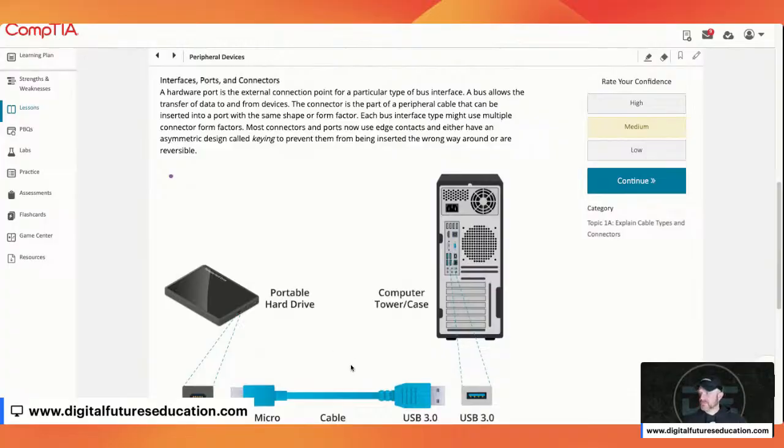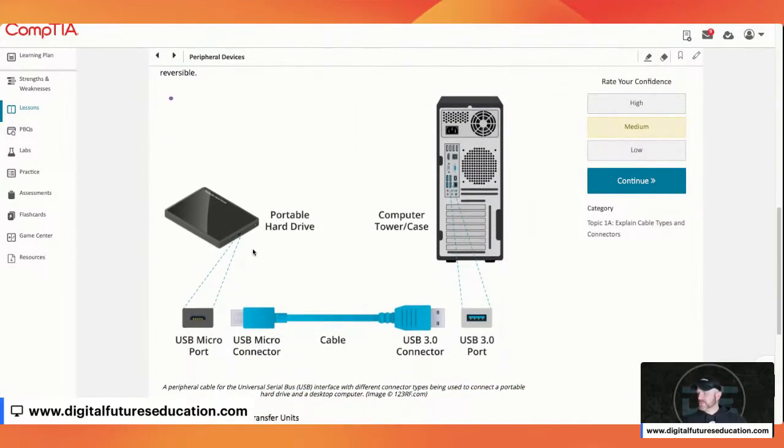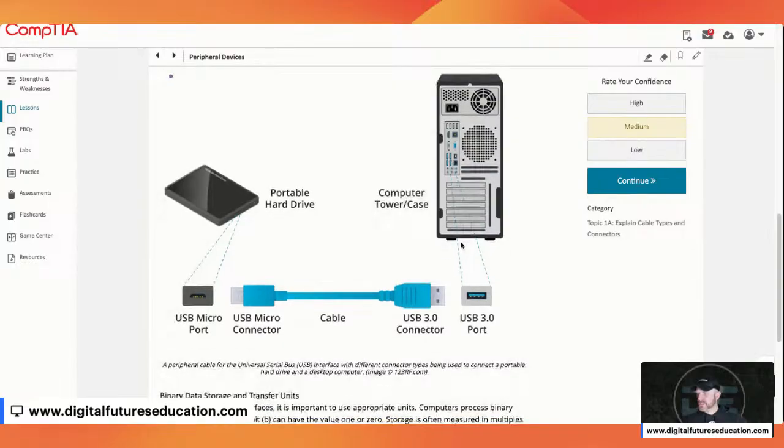So here we have, for example, the portable hard drive with a micro USB port and a micro USB connector, the cable going into a 3.0 port from a 3.0 device, from a 3.0 cable into the tower. So the 3.0 connector goes into the 3.0 port that's in the I/O port area of the PC.